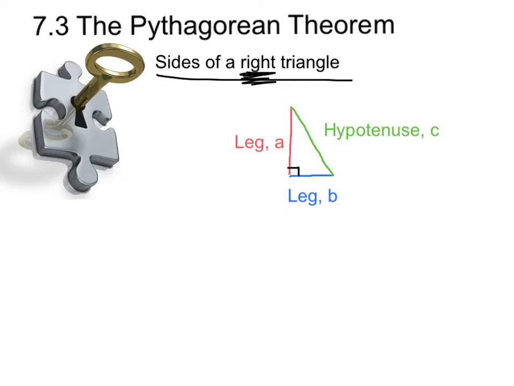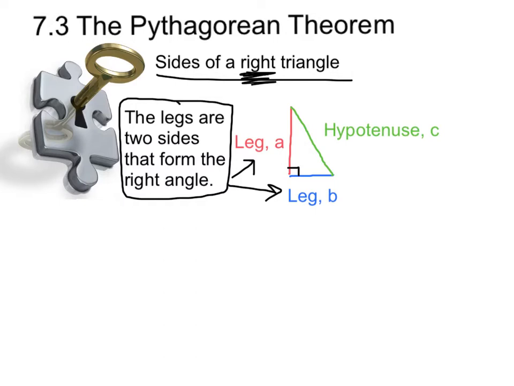Now the sides of a right triangle all have special names. This green side is called the hypotenuse, which is represented by the letter C. A and B are represented by the legs, the red side and the blue side. Now we're going to talk a little bit more about each of these. The legs are the two sides that form the right angle. They are the two smaller sides, and they form the right angle.